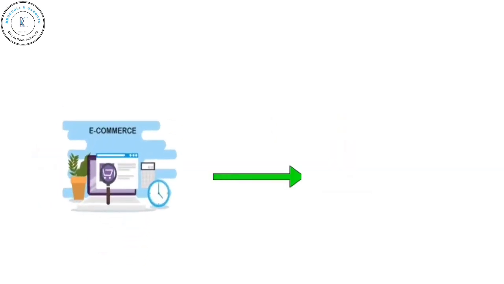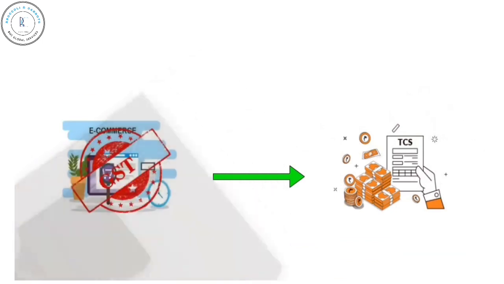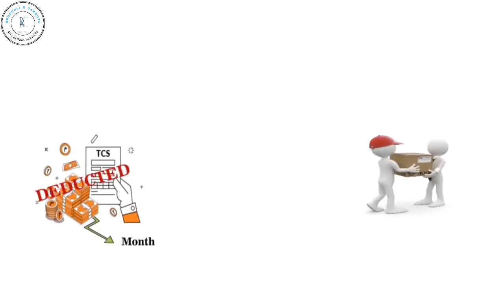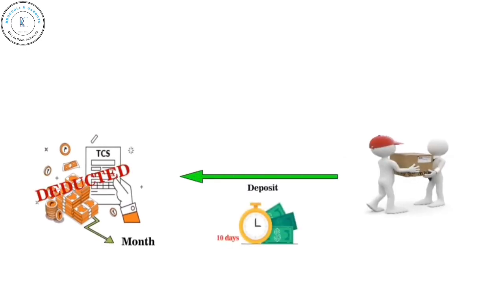The e-commerce operator liable to collect TCS has to compulsorily register under GST, and there is no threshold limit exemption for it. TCS will be deducted during the month in which the supply is made and shall be deposited within 10 days from the end of the month of supply to the credit of the government.